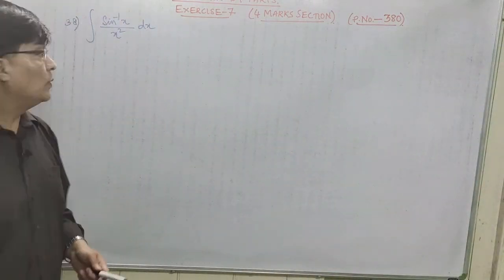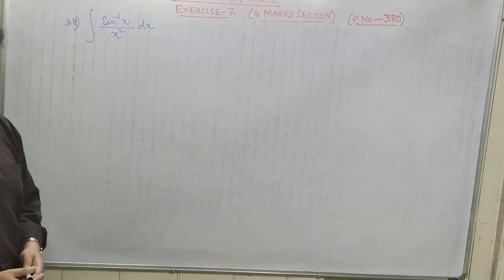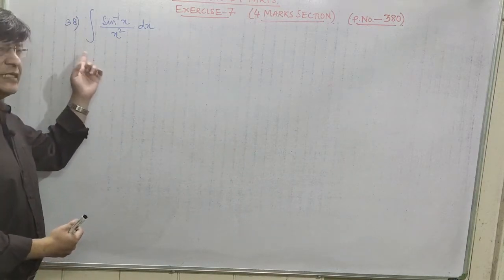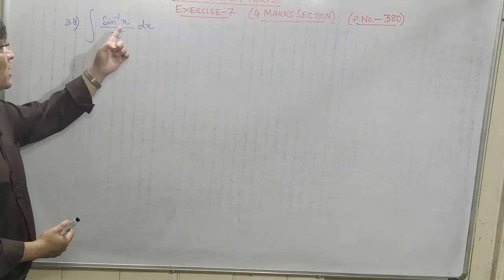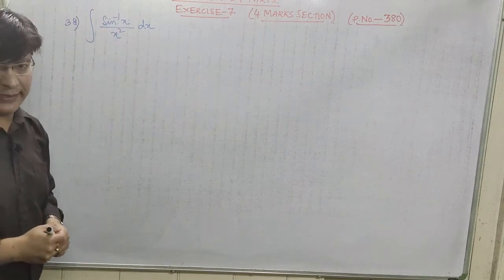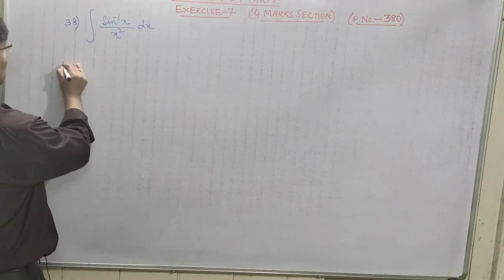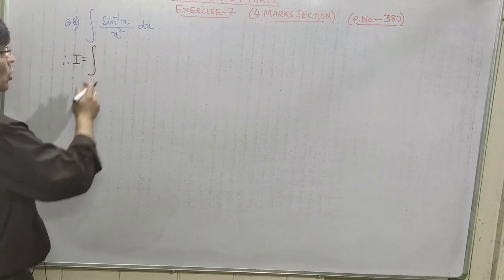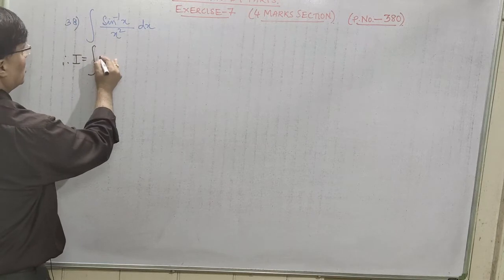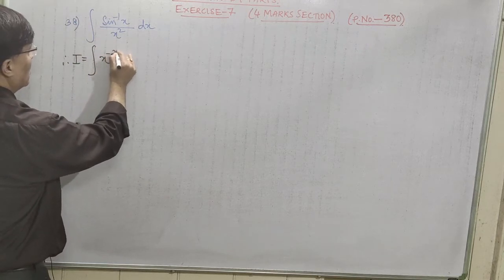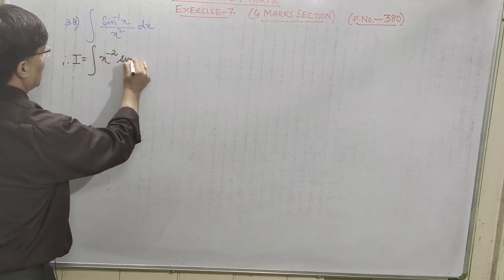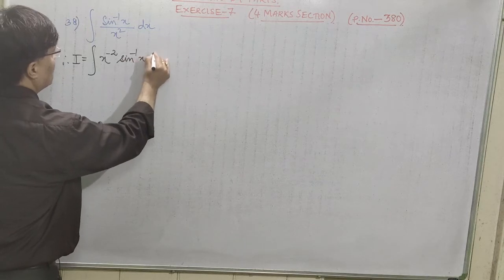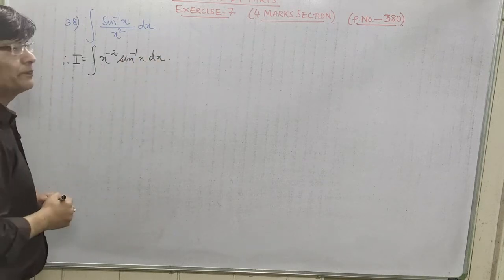So now we'll do the next question, that is question number 38. You have to evaluate this integration, that is sine inverse x divided by x square dx. So let us write first I is equal to integral sine inverse x divided by x square dx. Also you can take this x square to the numerator, so it becomes x to the power minus 2 and it is sine inverse x dx.